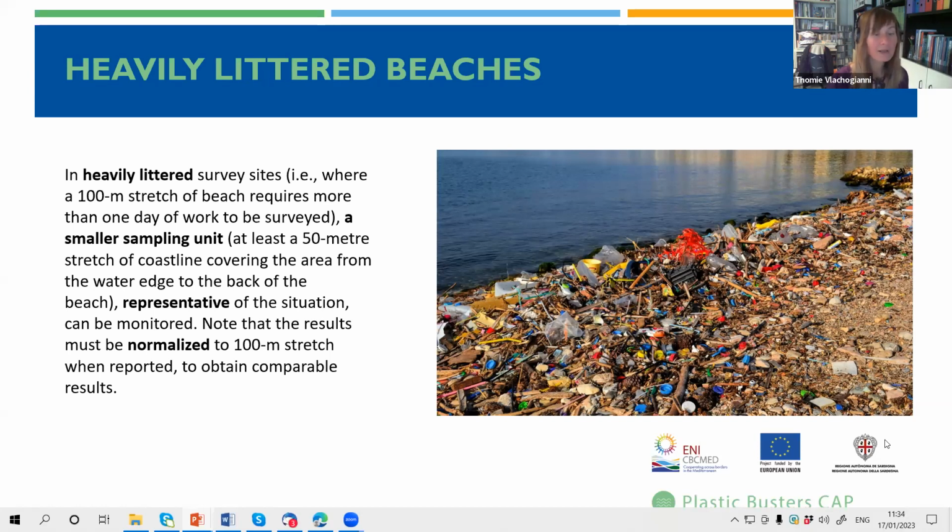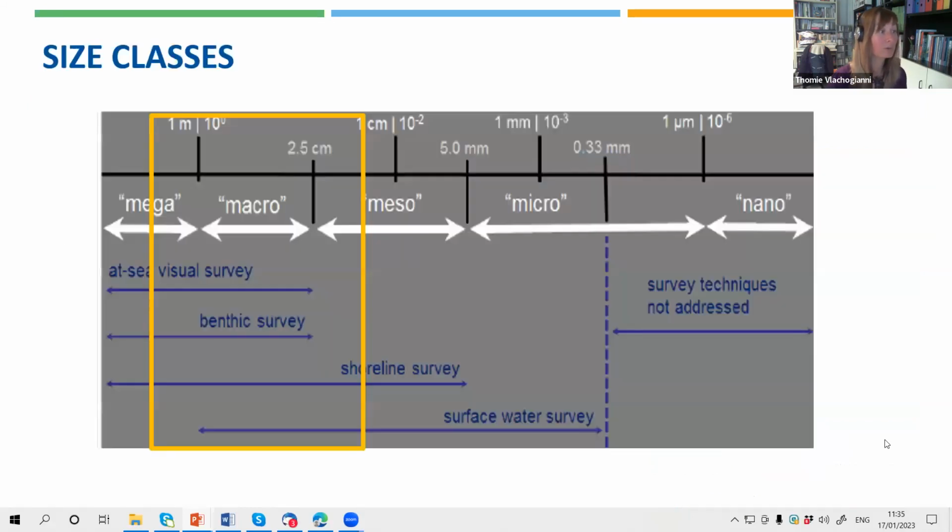The first option would be to have a 50-meter stretch of coastline. Here, the problem is that if we dramatically decrease the length of the stretch of coastline to survey, we might compromise the representativity of the sample. Therefore, ideally, we wouldn't want to go lower than a 50-meter stretch of beach. And obviously, when the results are reported, they should be normalized to a 100-meter stretch in order to be comparable with results obtained from the typical monitoring protocol.